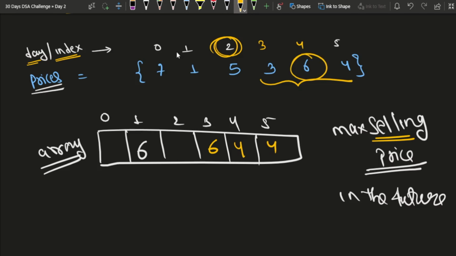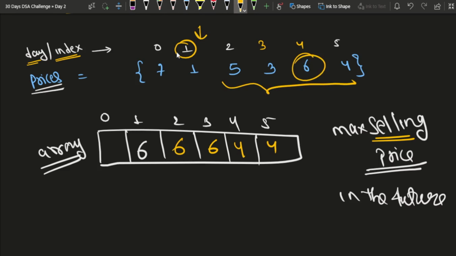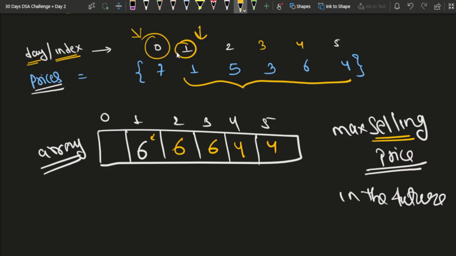Similarly, if I decide to sell the stock on day number 1, I'll again ask you what will be the maximum selling price in the future. You will say, sir, the maximum selling price is going to be 6. So we store 6 at index number 1. Similarly, if I decide to buy the stock on day number 0, then what can be the maximum selling price in the future? The maximum selling price is 6. So we will store 6 here, right? And this way, this particular array will be calculated.